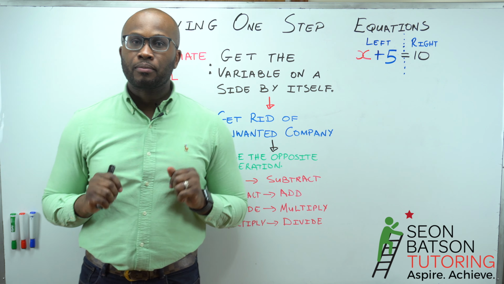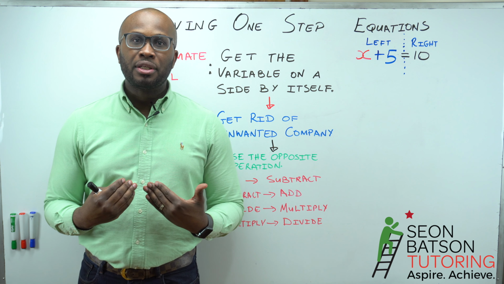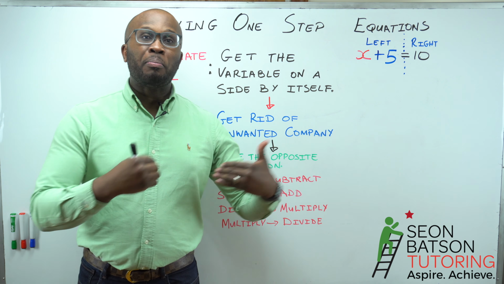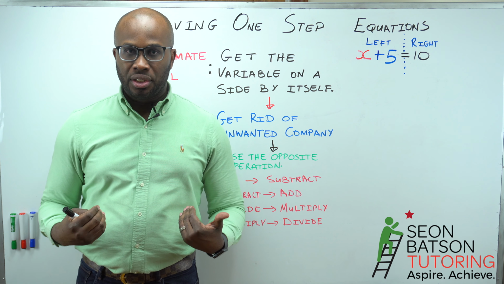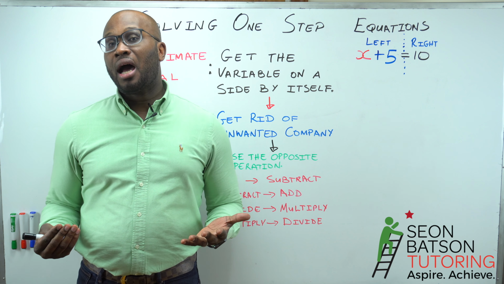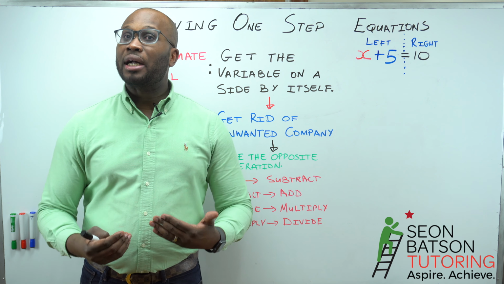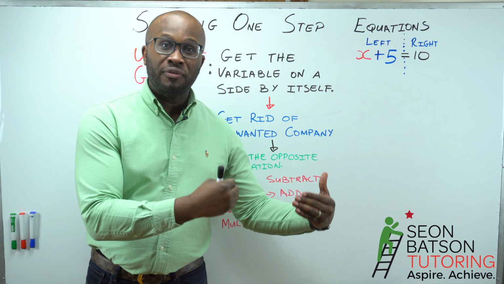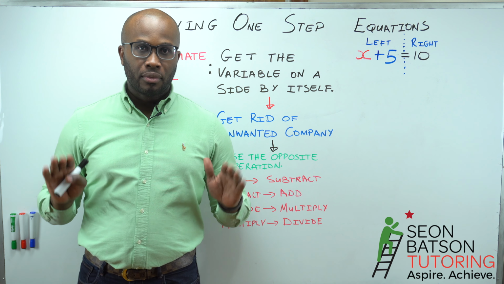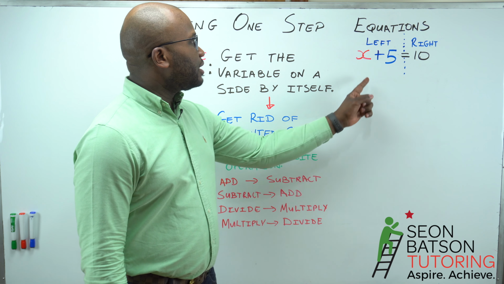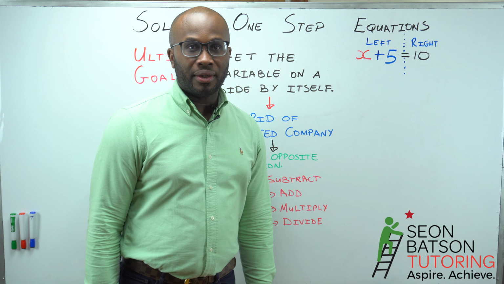For example, if the opposite operation is to add 4, we must add 4 to both sides of the equation. If the opposite operation is to subtract 2, we must subtract 2 from both sides of the equation. So far, so good? Nice. Let's go to our first example here.